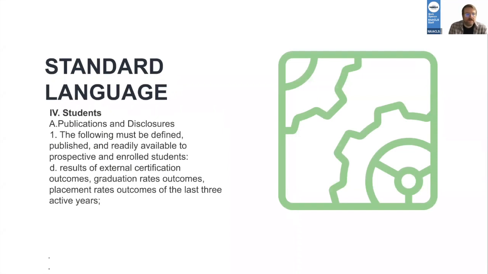Okay, let's talk specifically about 4A1D. The compliance issues for this changed a little bit last year and changed a little bit just recently, as of last week's board meeting. So let's start with the standard. Students, publications, and disclosures. The following must be defined, published, and readily available to prospective and enrolled students: results of external certification outcomes, graduation rates outcomes, placement rates outcomes of the last 3 active years.